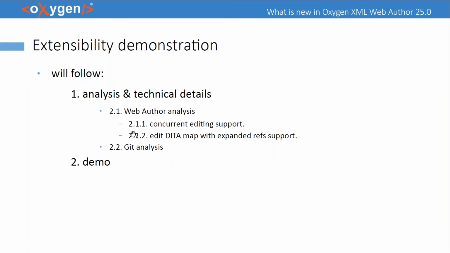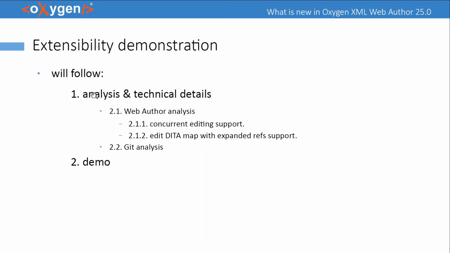Now we entered the second part of the webinar, where I present the extensibility demonstration that allows multiple users to write content together on Git without conflicts. So this section is composed of two parts as well.